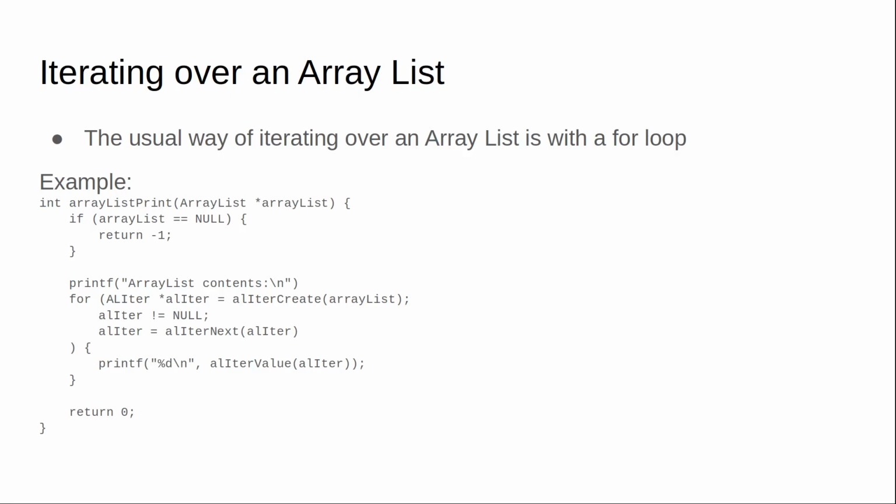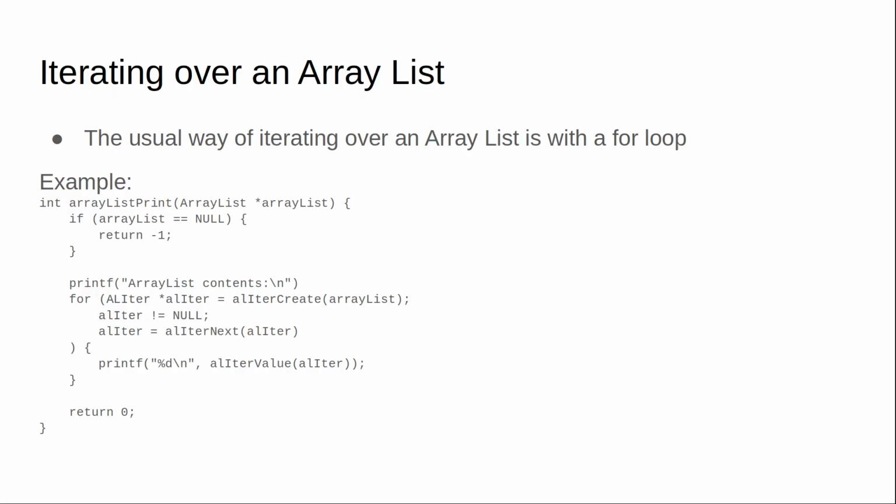Making sure that the array list iterator isn't null is our stop condition for our for loop. So we should be guaranteed, because of the structure of the for loop, that anytime we call ALIter value, the ALIter isn't null, because if it was null, we wouldn't be able to enter the for loop in the first place. So we're using this as a check and a guard against the rest of the for loop here. And the incrementer for our for loop is going to be setting ALIter equal to ALIter next of the ALIter.